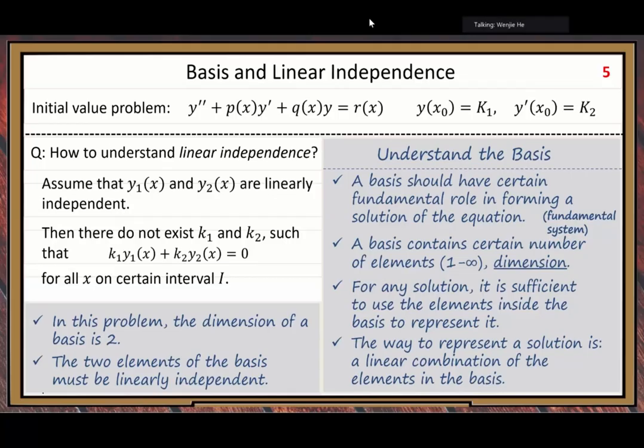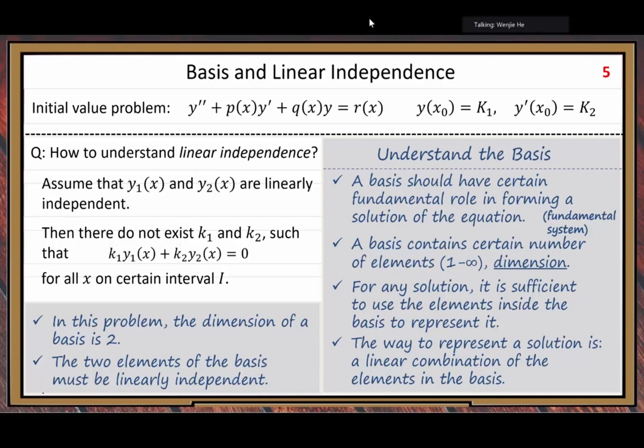So then, there do not exist. On the other side, if there exist two constants, k1, k2, such that k1 times y1 function plus k2 times y2 function equals 0 for all x on certain interval I, then we say these two functions are linearly dependent. Dependent, independent, dependent.